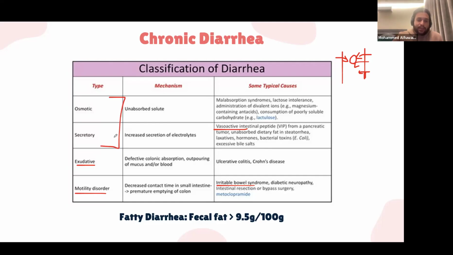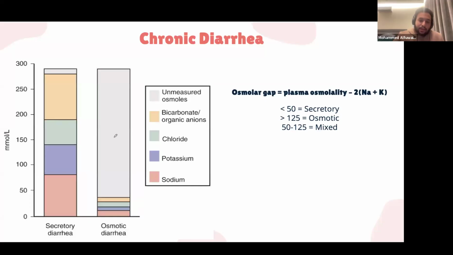Osmotic and secretory, because that's the majority of them. Also within this, you need to know the osmolar gap. The osmolar gap will tell you whether there are unmeasured osmoles, or whether the patient is just having watery diarrhea because of secretions, secretory diarrhea. Basically, the osmolar gap will tell you if it's hyperosmolar or just secretory.